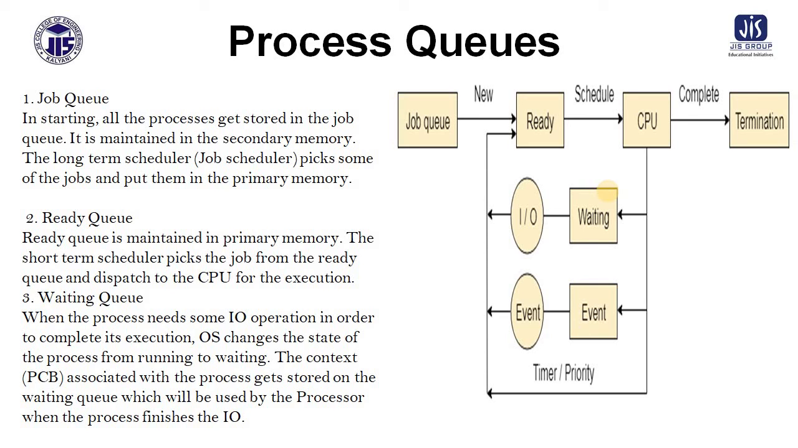Next is the waiting queue. When the process needs some I/O operation in order to complete its execution, the operating system changes the state of the process from running to waiting. The PCB associated with the process gets stored on the waiting queue, which will be used by the processor when the process finishes the I/O.